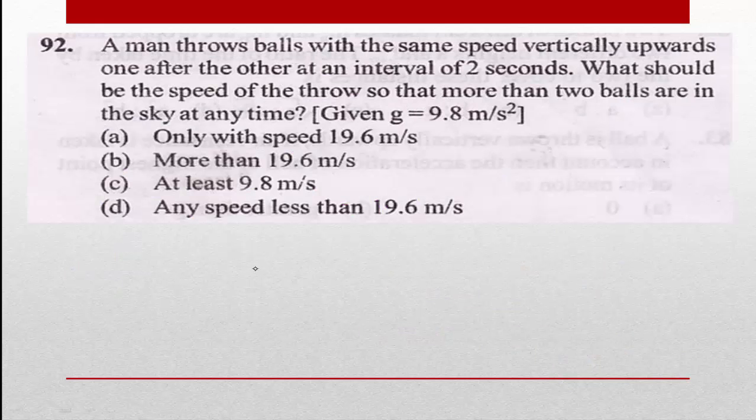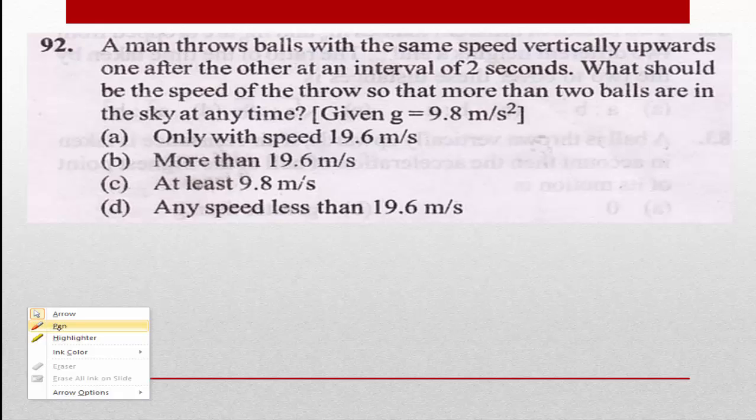Then the question number 92. A man throws balls with the same speed vertically upwards, one after the other, at an interval of 2 seconds. What should be the speed of the throw so that more than 2 balls are in the sky at the same time?